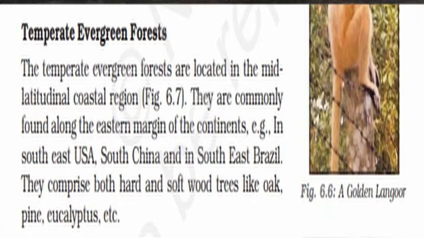Temperate evergreen forests. The temperate evergreen forests are located in the mid-latitudinal coastal regions. They are commonly found along the eastern margin of the continents, for example in southeast USA, South China and southeast Brazil. They comprise both hard and softwood trees like oak, pine and eucalyptus. These hardwood trees grow in the temperate evergreen forest region.